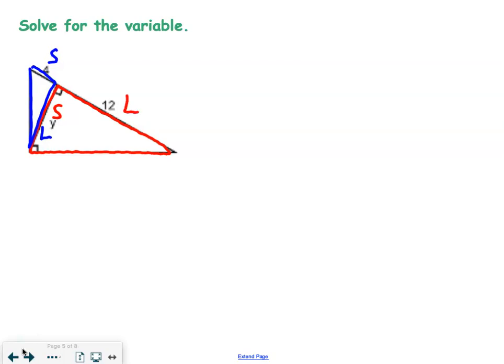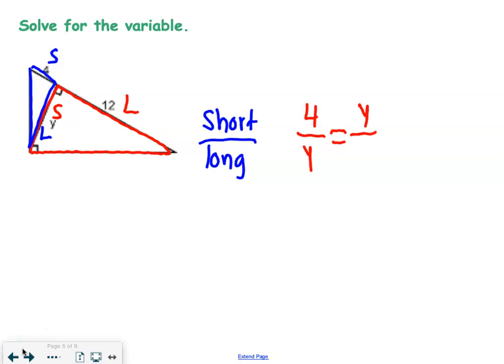Now if I want to find Y, I know I'm going to have to set a proportion of either short over long or long over short. It doesn't matter, you just decide. But I know I'm using these 2 legs because I know nothing about the hypotenuse in either of those triangles, so I'm not going to use the hypotenuse at all. From here, I'm going to start with the blue one. If I want short on top, my short is 4. My long is Y, and that is equal to, now what's my short on the red triangle? Well, our short is Y, and our long side is 12.